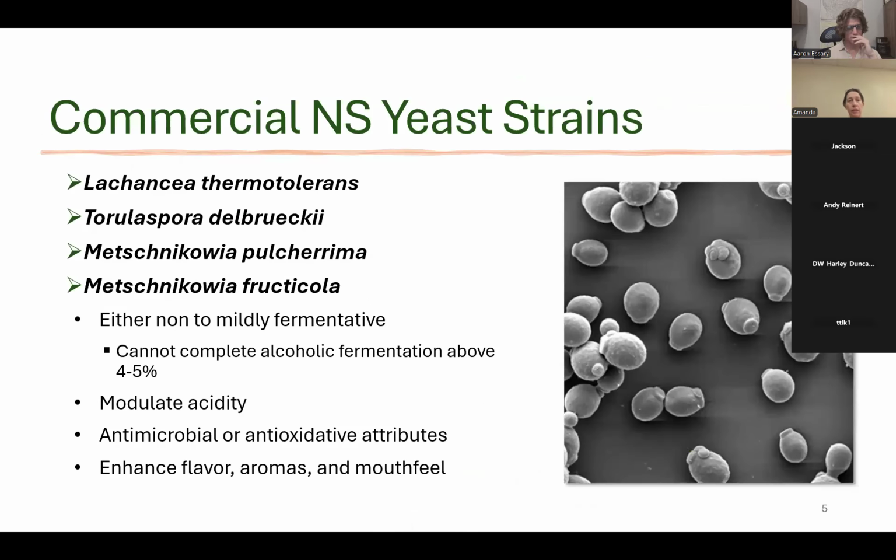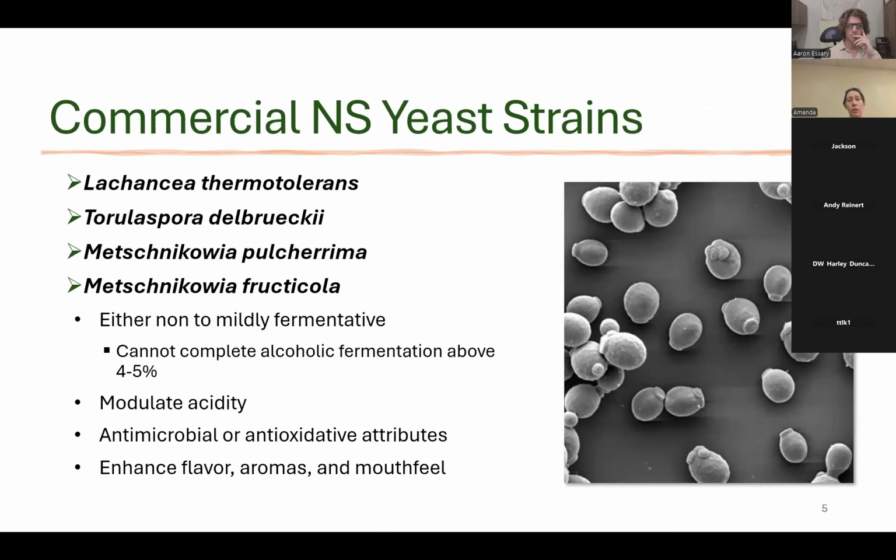So here comes the advent of commercial non-sac yeast strains. So I think there's probably been, just reviewing the literature in the last few years of my research, in the last 20 years, non-sac yeast have become more popular, and they're more and more on the market every year by different manufacturers, which I'll talk about a little bit later.